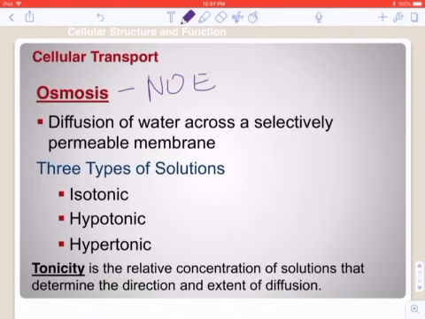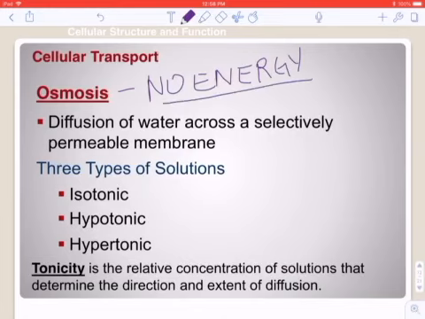moving the solvent, in this case we're talking about water specifically, across the membrane. Okay, so since it's passive, no energy is being used by the cell. All right, now osmosis is specifically the diffusion of water across a selectively permeable membrane. So we're not really looking at other types of substances like ions or proteins or things like that. We just want to know which way water is going to move.